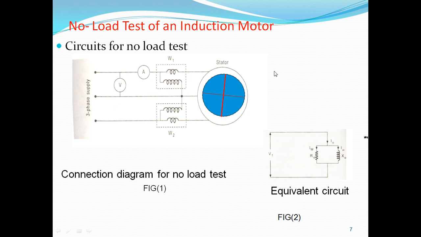See here how the rotor is rotating. This is the rotor, this is the stator. Outer frame is stator, and inside that the rotor is rotating. And this is the equivalent circuit. This is the supply, voltmeter, ammeter, and two wattmeters, that is W1 plus W2.